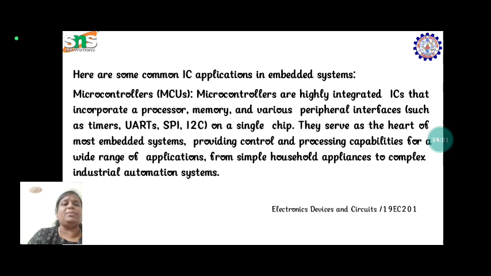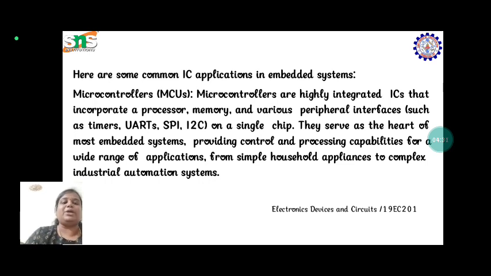Here, some of the common IC applications in embedded systems are microcontrollers. This is a very commonly seen word, like microprocessor and microcontroller. Now I am going to speak about the microcontroller. Microcontrollers are highly integrated ICs that incorporate a processor. What is the meaning of micro? Micro means very small, that's why it is called micro.